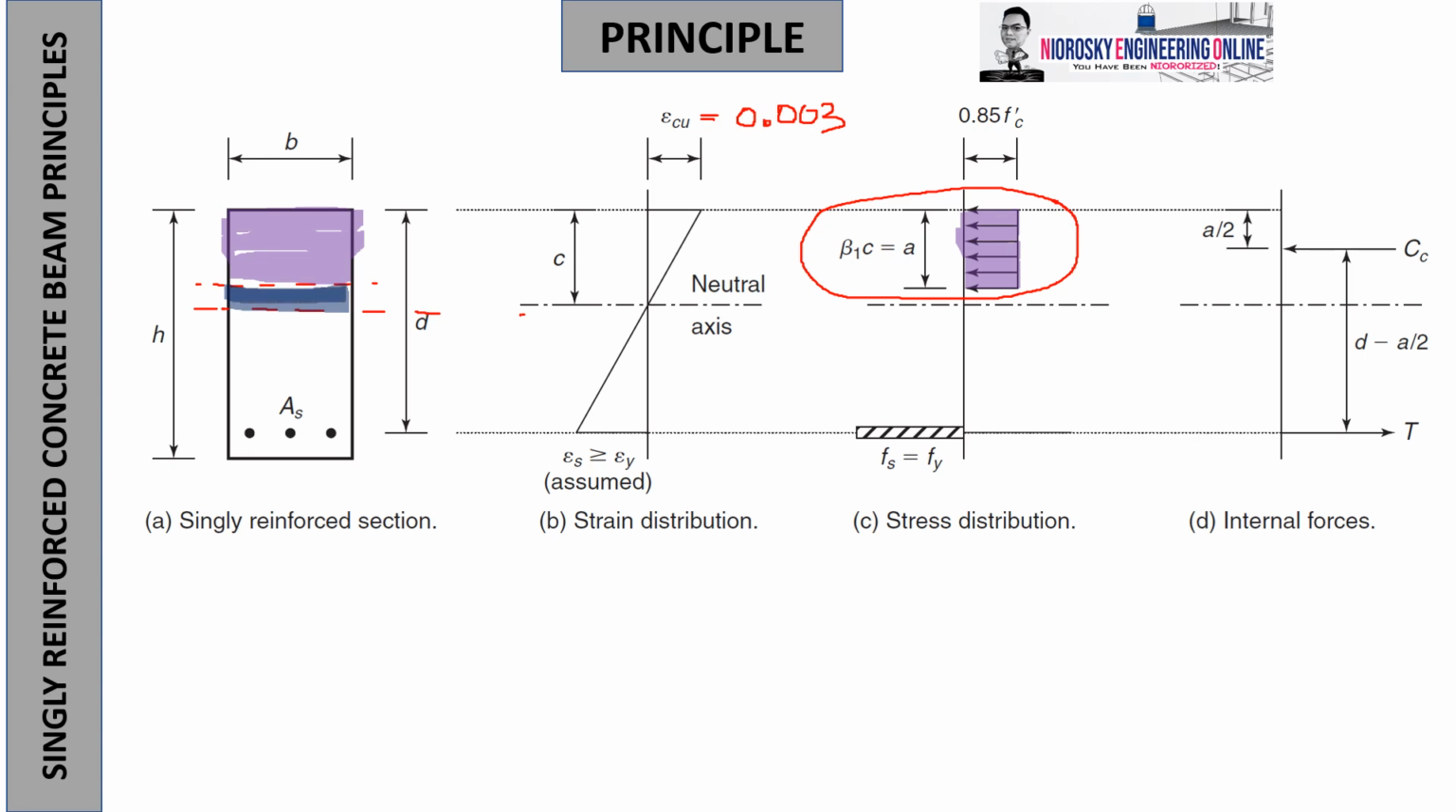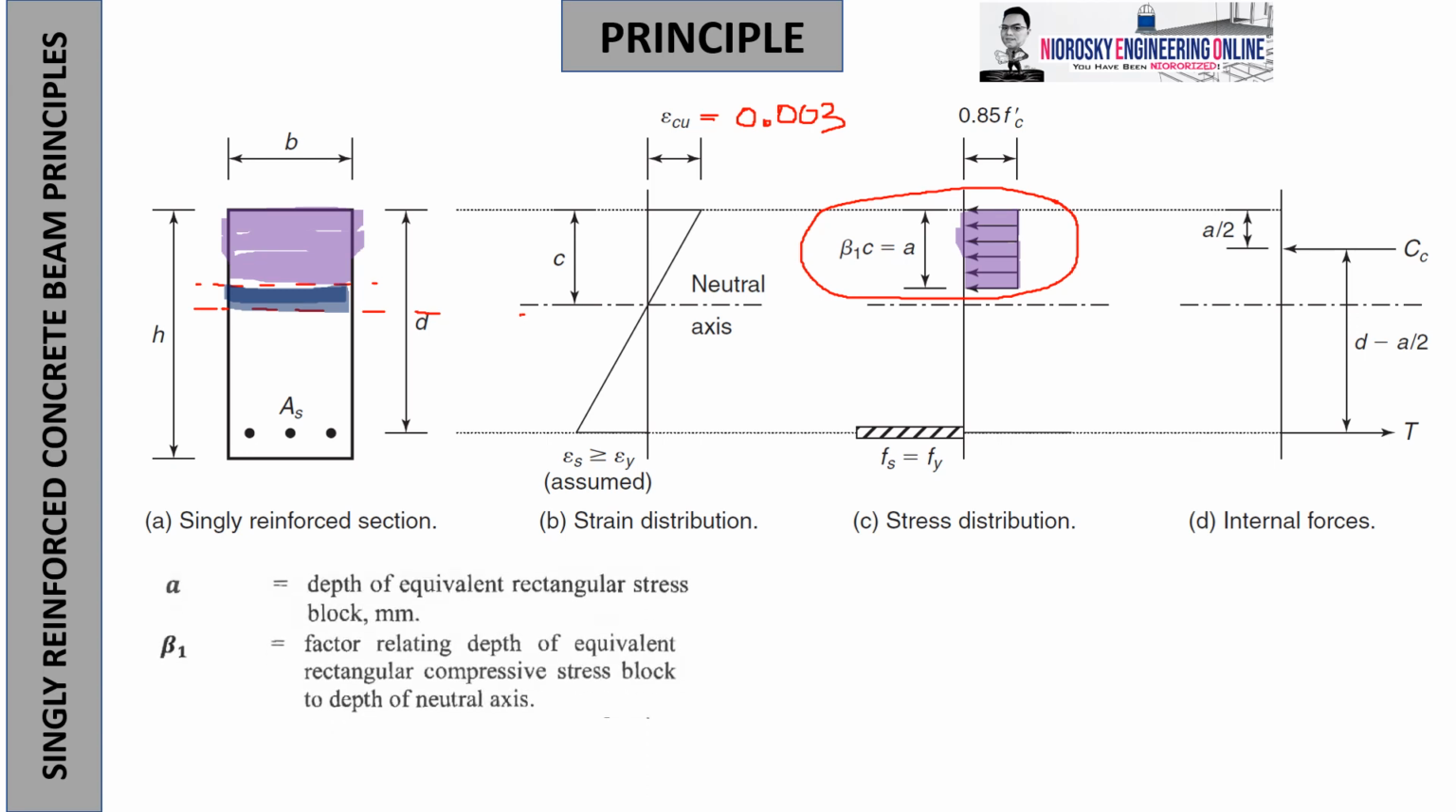Okay? And then notice that these are the internal forces. So we will get some moment computations just like what we have done in the cracked and uncracked stage. I think it is clear that we can have those, and what the compression block looks like as a volume. But of course, we need to take first what is a based on NSCP, the depth of the equivalent rectangular stress block in millimeters, and beta 1 is called the factor relating the depth of the equivalent rectangular compressive stress block to the depth of the neutral axis.